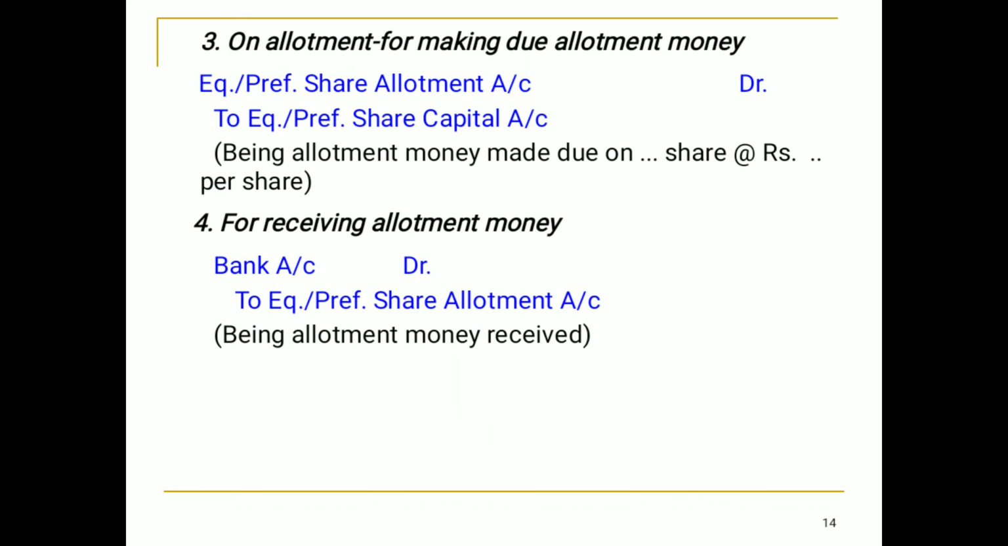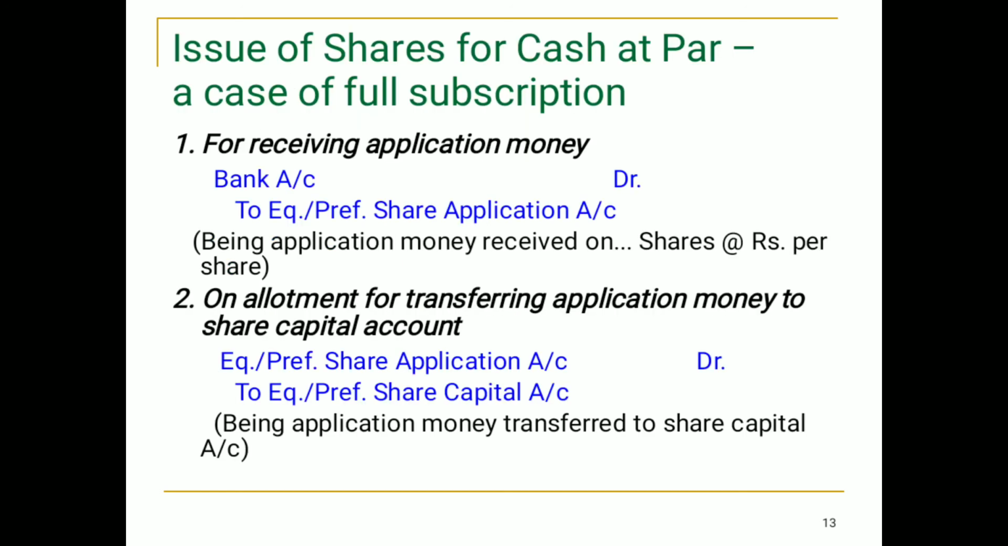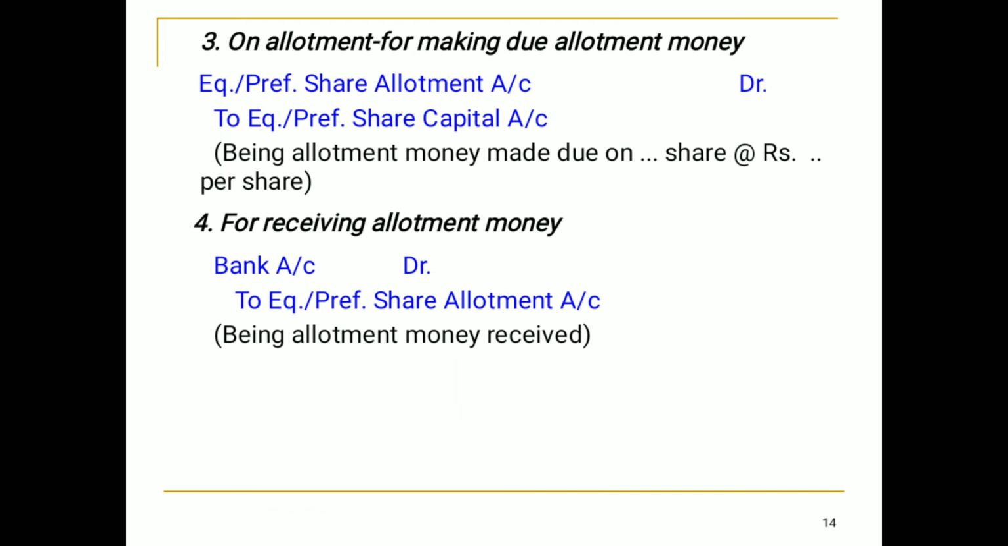Now that the ones who applied for shares have been allotted shares, they are shareholders. Now comes the step of collecting the amount of allotment. So the third journal entry is for making due allotment money. That means now you have to call for the allotment money from them. Okay? So the journal entry for this is share allotment account debit to share capital account.